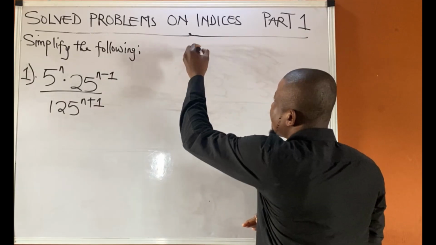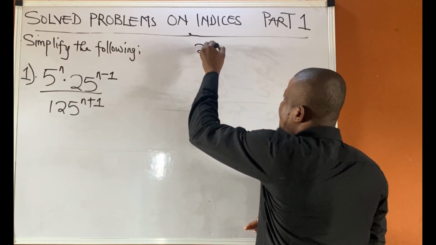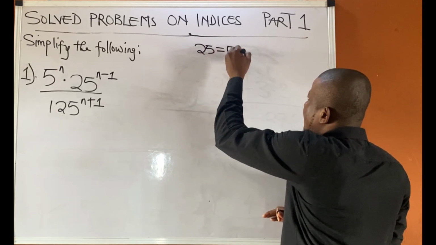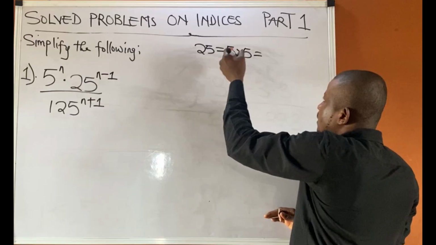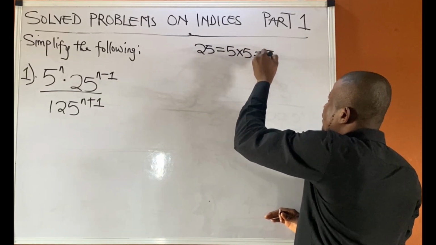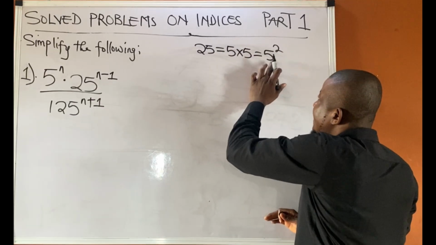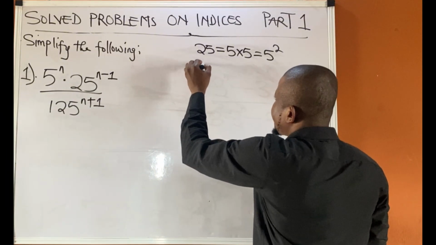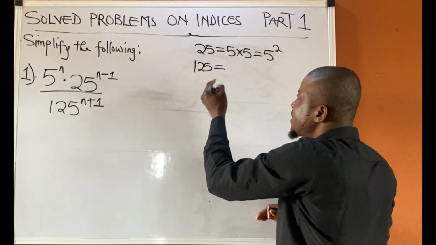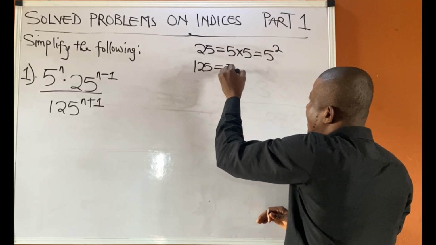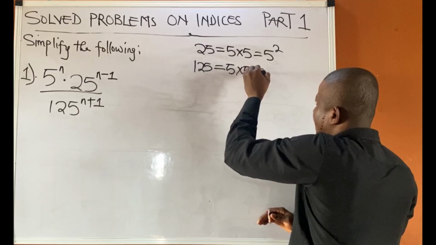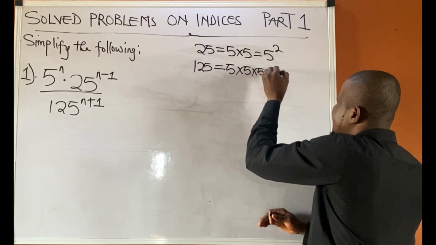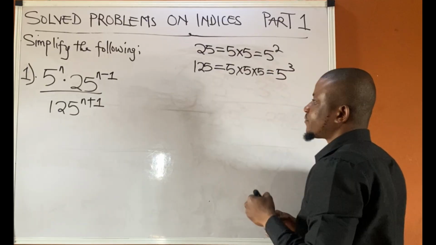So let's take 25 and break it down to its index form. We know that 25 is 5 times 5, which is 5 to the power of 2. And this is the index form of 25. Let's also consider 125. 125 is 5 times 5 times 5, because 5 times 5 is 25, times 5 is 125. And so this is 5 to the power of 3.